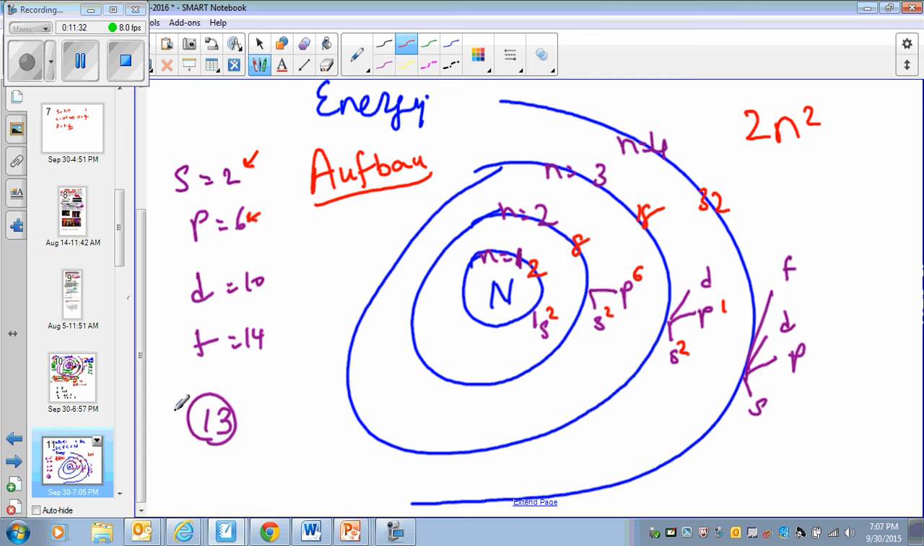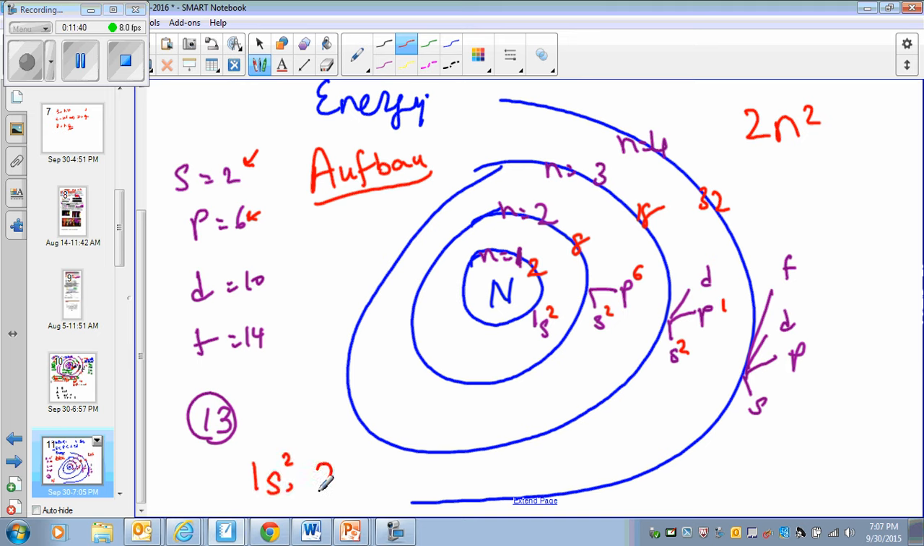So let's write down what I did so far. I went to energy level 1 and I saw sub-level S and I put 2 electrons in there. Then I jumped up to energy level 2, which is right here. The 2 has 2 sub-levels, so I put 2 here and 6 here. Then I went to energy level 3 and I put 3S2 and 3P1. So if you do the math now, 2 plus 2 is 4, 10, 12, and 13. So you have 13 electrons.